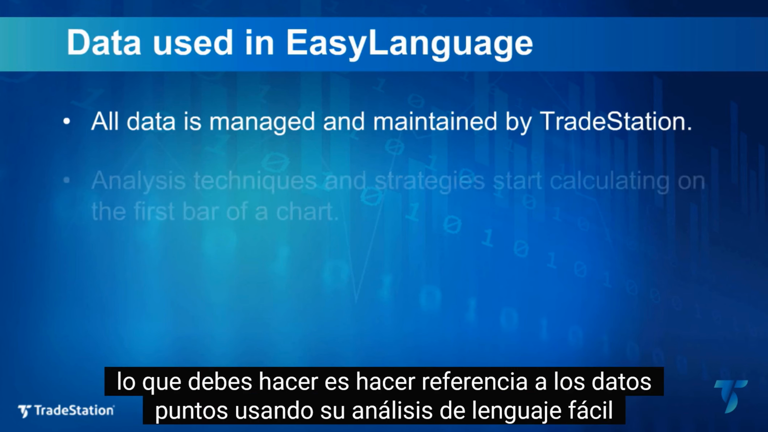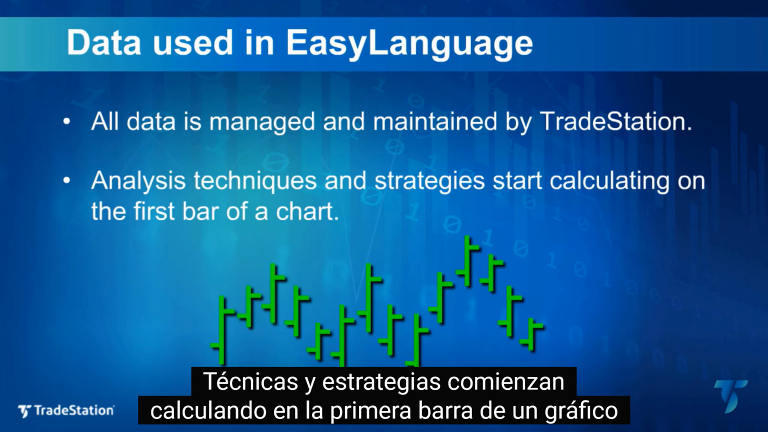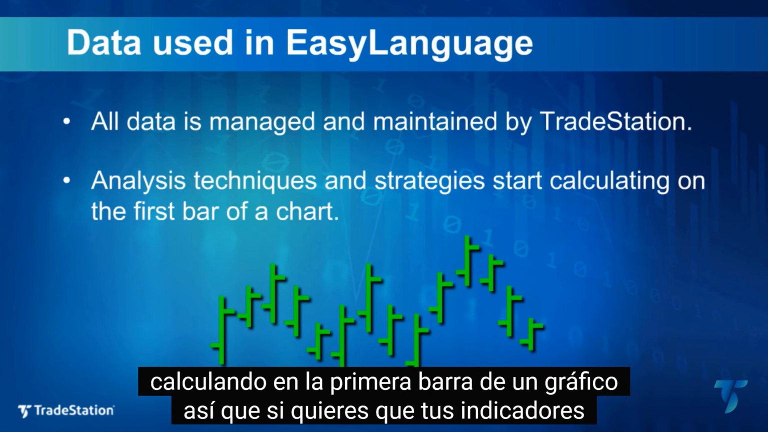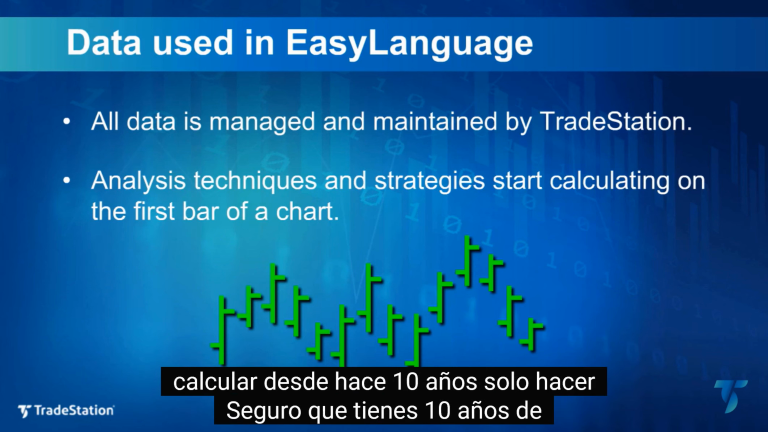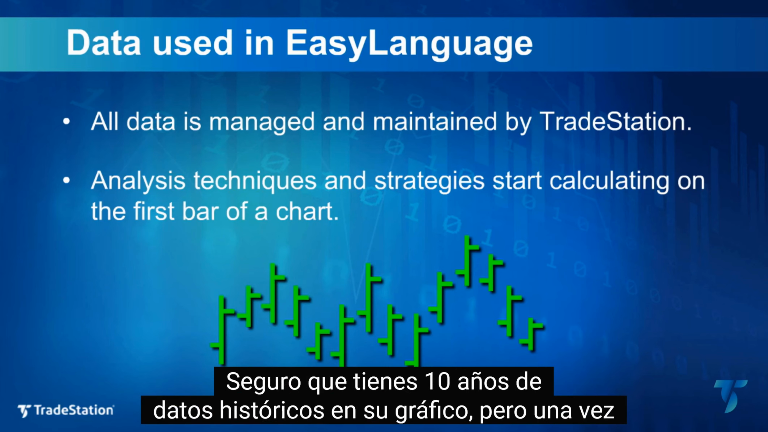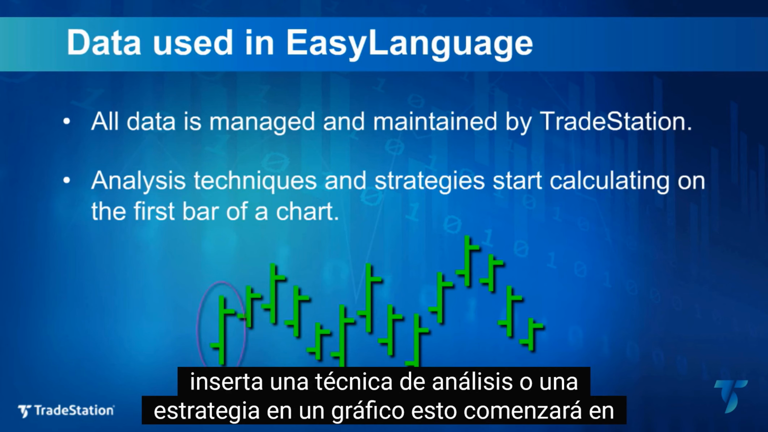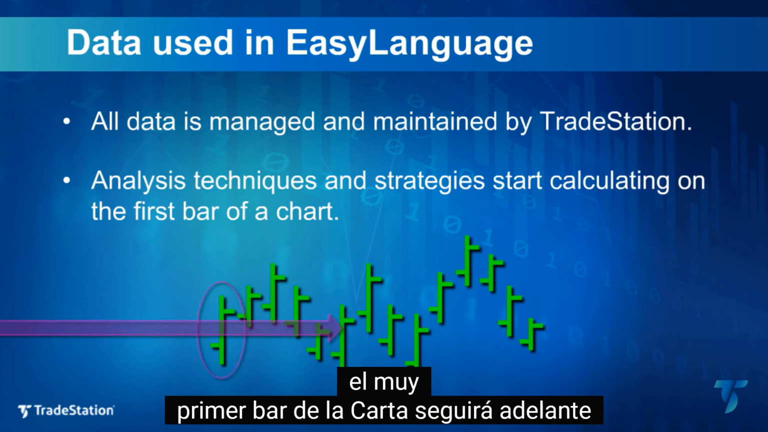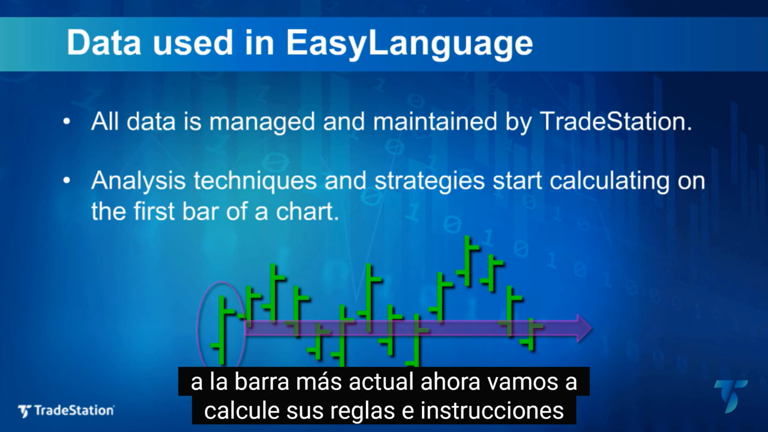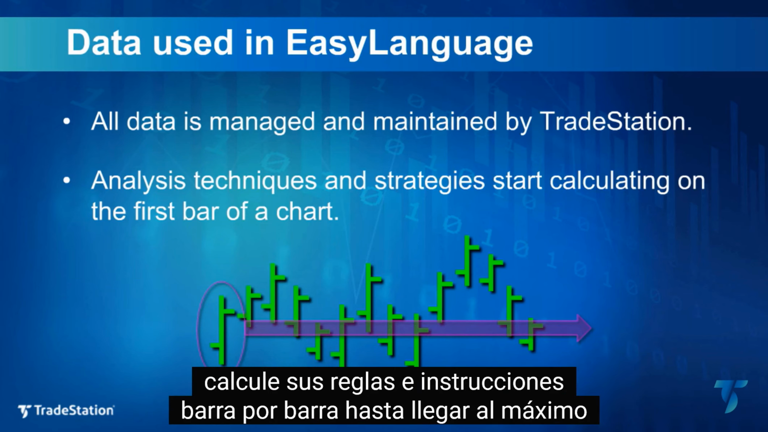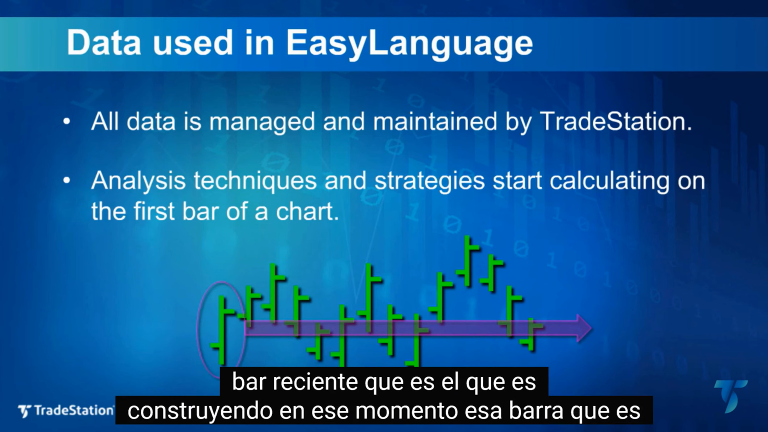All this is done by TradeStation, and the only thing you need to do is reference the data points using your EasyLanguage. Analysis techniques and strategies start calculating on the first bar of a chart. So if you want your indicators to calculate from 10 years ago, just make sure that you have 10 years of historical data on your chart. But once you insert an analysis technique or a strategy on a chart, this will start on the very first bar of the chart and it will go forward to the most current bar, and it will calculate your rules and instructions bar by bar until it reaches the most recent bar, which is the one that is building at the moment.